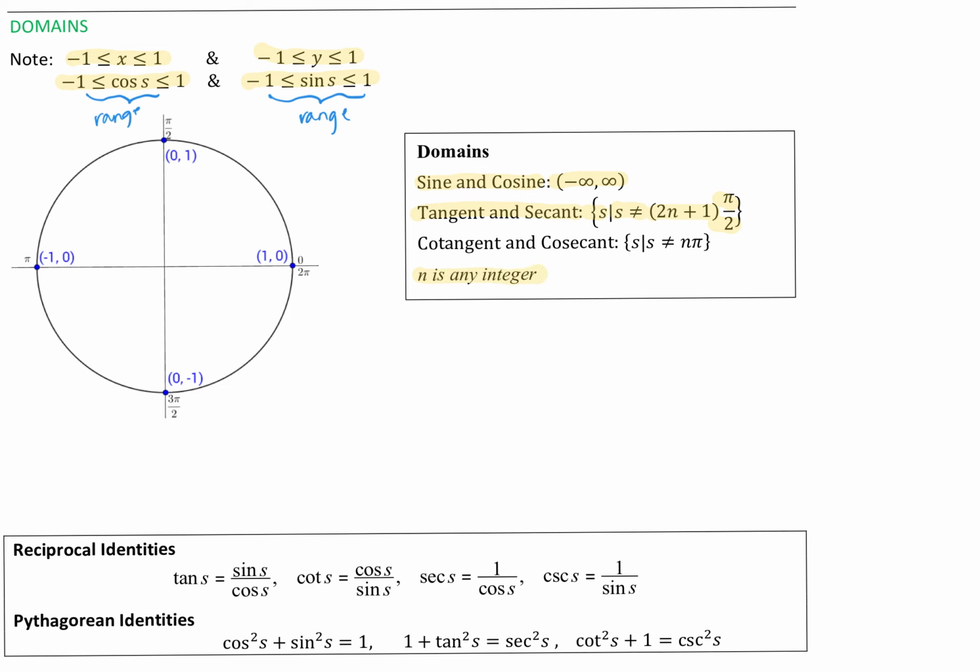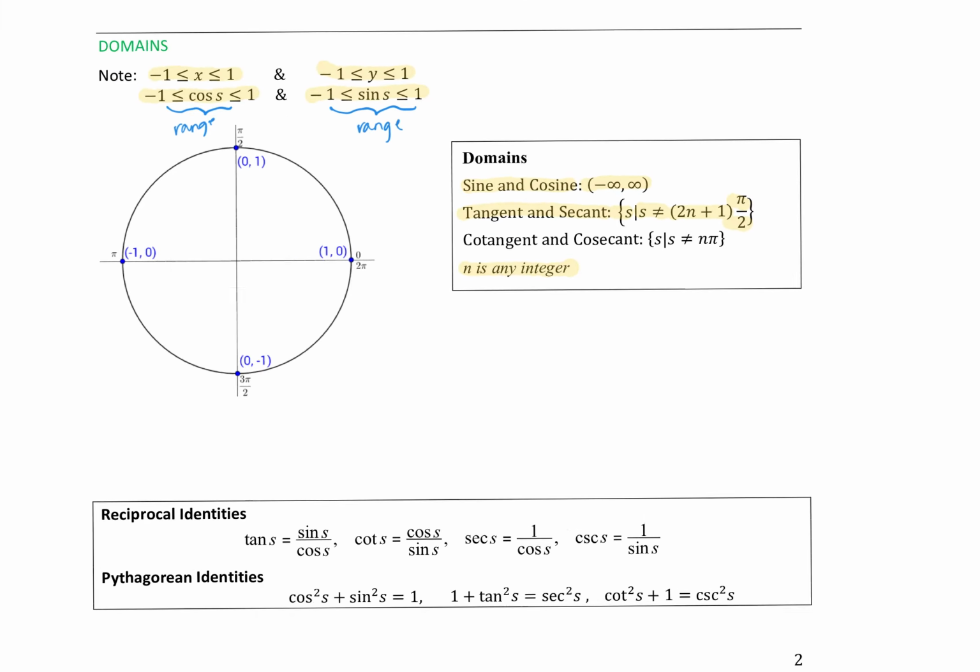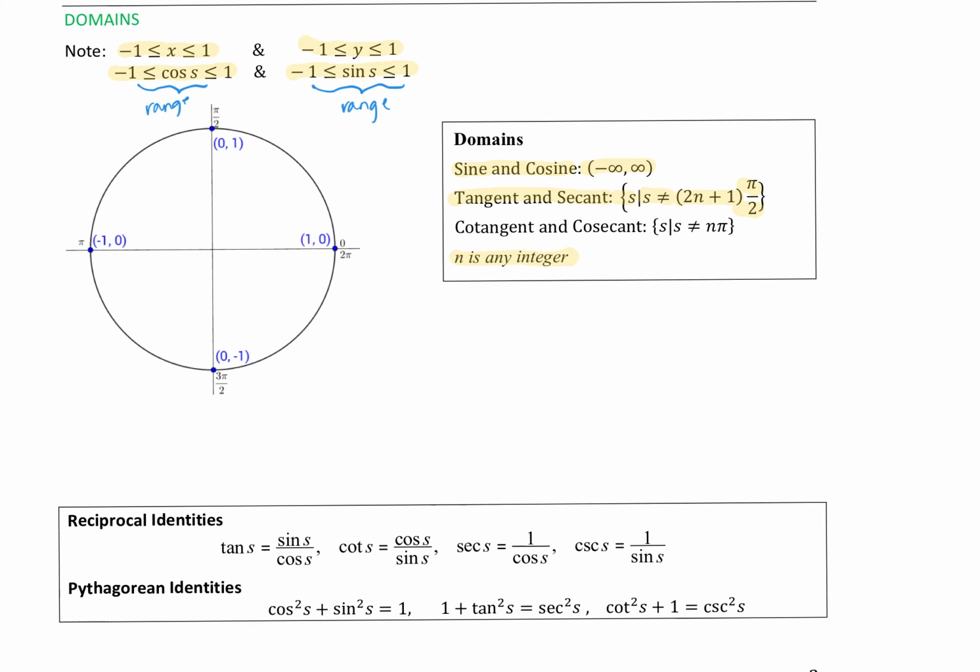So before we talk about the domain for cotangent and cosecant, let's talk about why it's written this way. It's written this way because it's an efficient way to write the domain. Okay, so let's think about this. Remember that tangent and secant had x in the denominator. Tangent was y over x, secant was 1 over x.